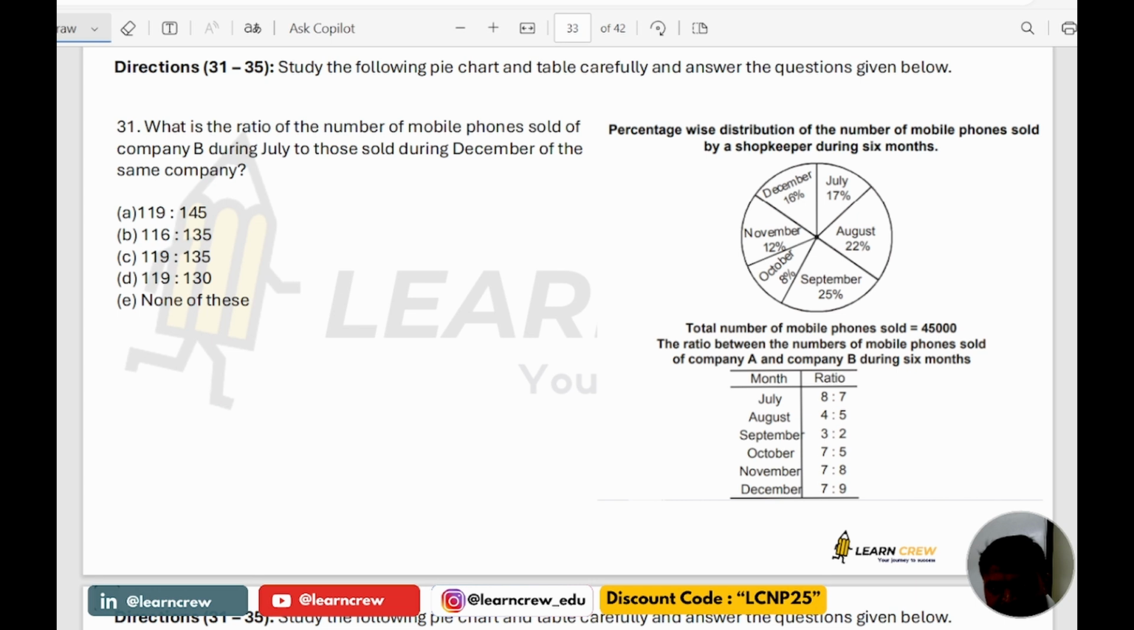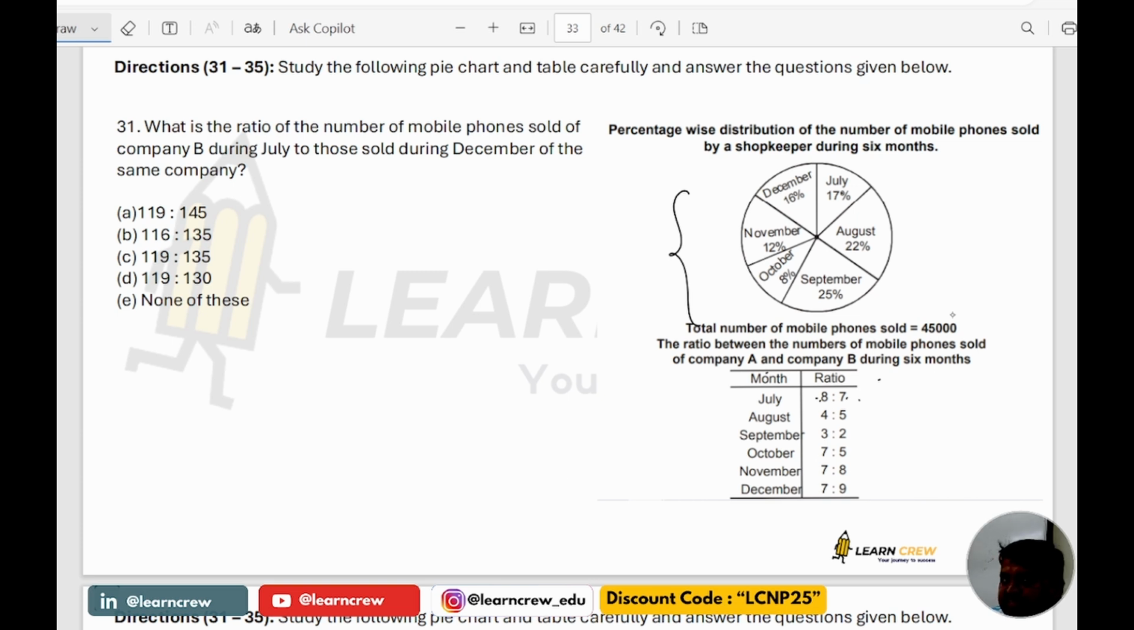Next is a set of 5 questions. Please see here. What is given? One pie chart and one table. The pie chart represents the percentage distribution of the number of mobile phones sold by a shopkeeper during 6 months, July to December. The total is 45,000. The ratio of mobile phones sold by company A and B: in July, company A sold 8 parts and company B sold 7 parts, total 15 parts.